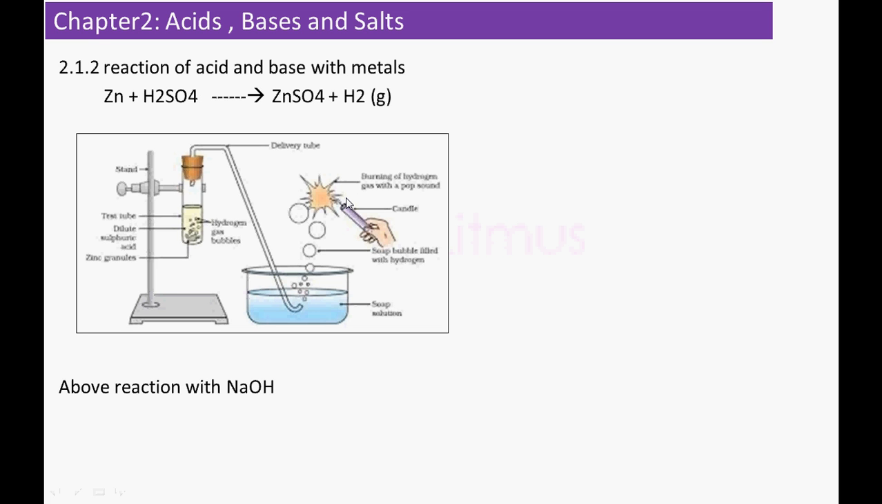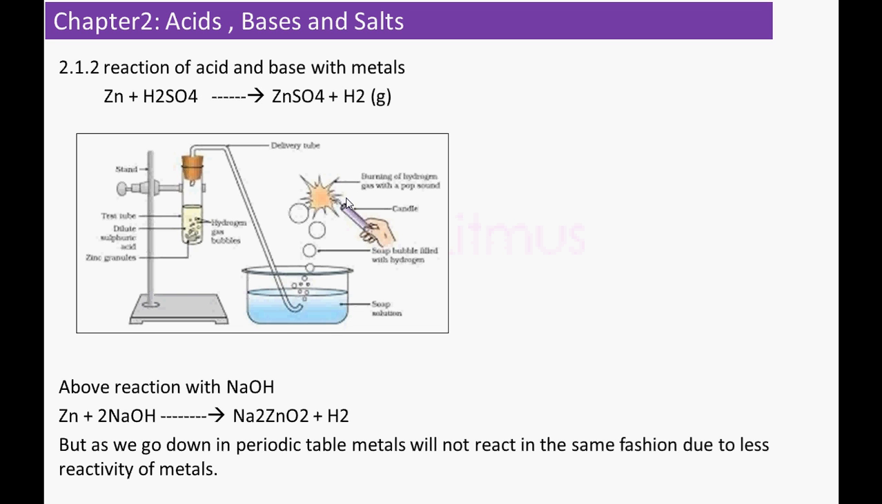Now the above reaction with sodium hydroxide, which is a base, what will happen? Again, hydrogen gas comes out. But this is very important: as you go down the periodic table, metals will not react in the same fashion due to their lower reactivity. As you go up the periodic table, they have more reactivity towards acids or bases.